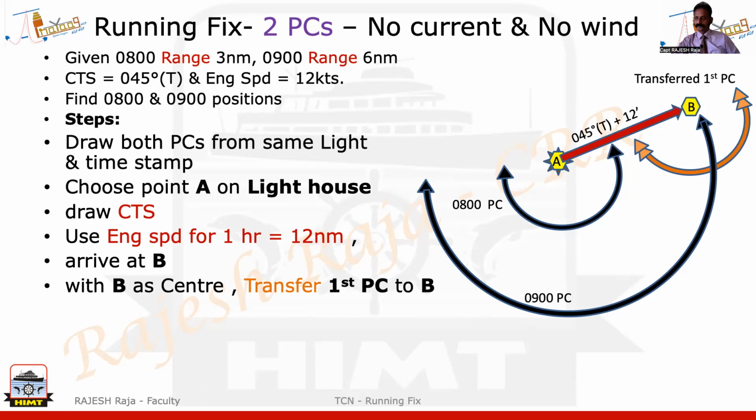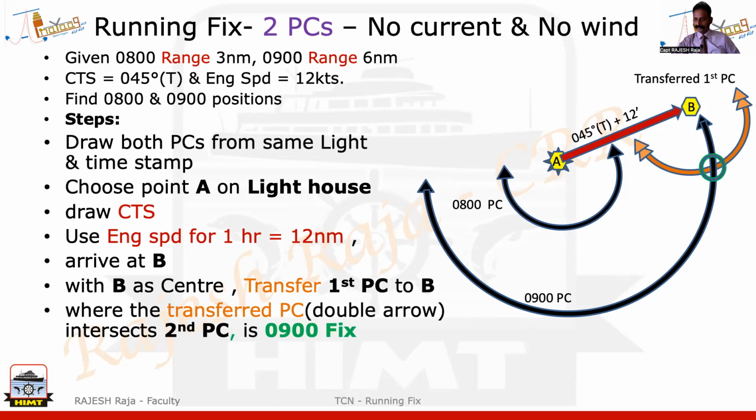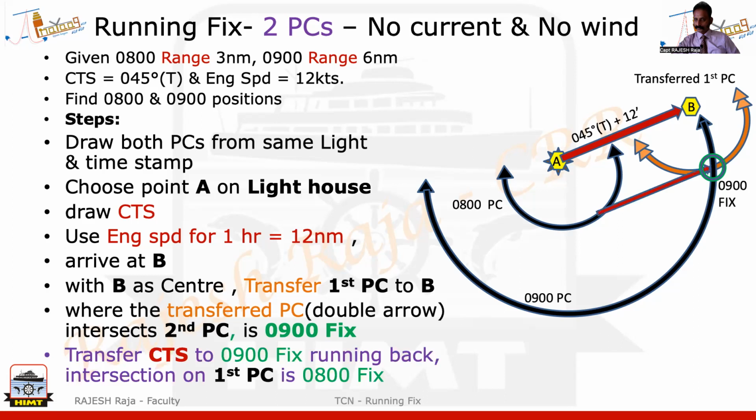Wherever the first transferred PC intersects your second PC is your second fix. After this, if you want to know where you were at 8 o'clock, please just draw the CTS back and you will see you have got your 8 o'clock fix also. So this is the big difference between solving a PL and a PC. In PC, please remember, always choose alpha at the source of the first position circle.